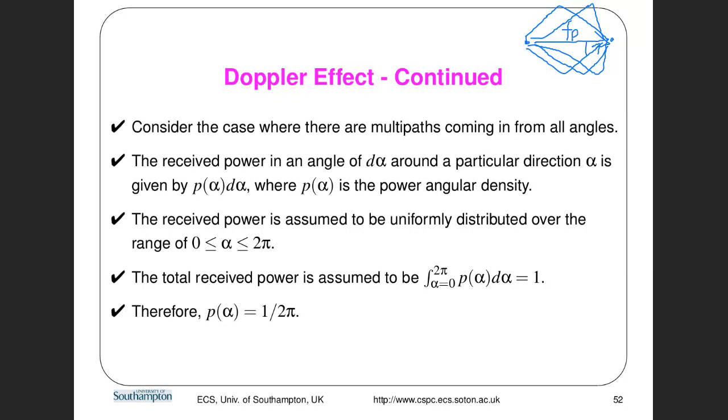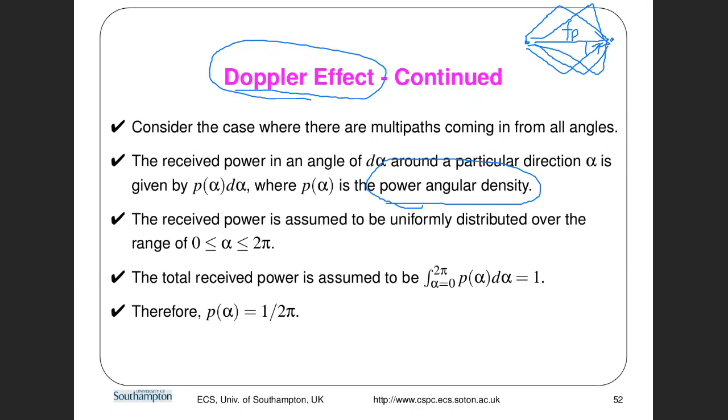So we need to understand the power distribution, how the Doppler effect affects small-scale fading or fast fading. So one way to analyze this is to analyze the power that comes from different angles. This is called the power angular density. So we try to analyze the power that comes from different angles to the destination.